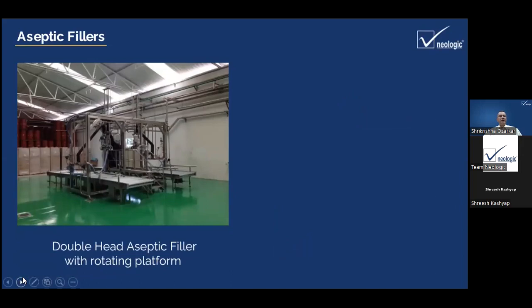This is a typical double aseptic filler with a rotating platform. The platform will have a pallet on which 4 drums are placed, and these drums will rotate automatically when the filling is taking place. Once one drum is filled, the pallet will automatically rotate. So instead of feeding single drums, we are actually feeding 4 drums at a time.